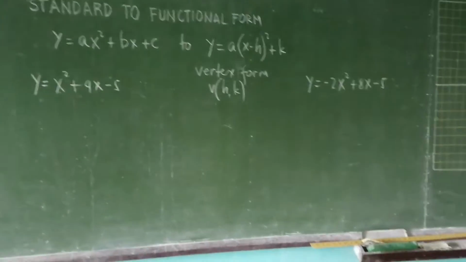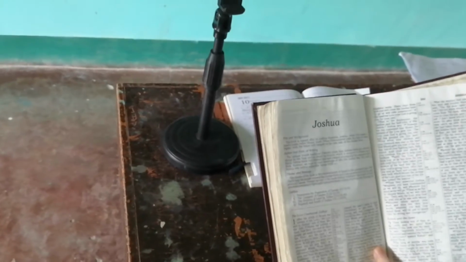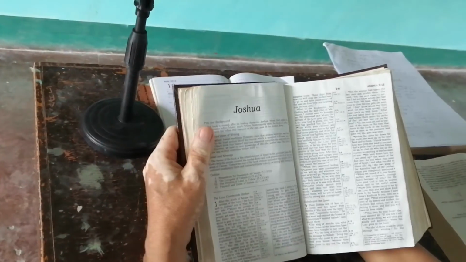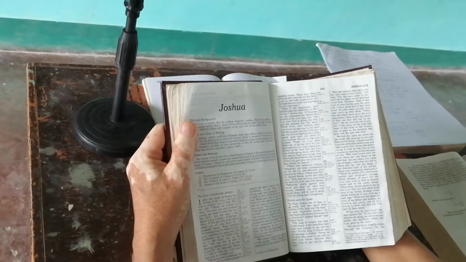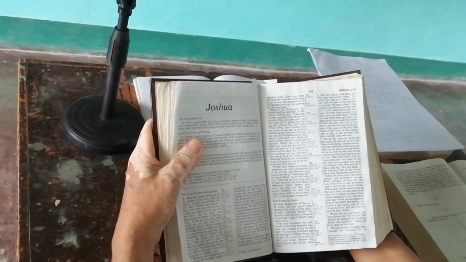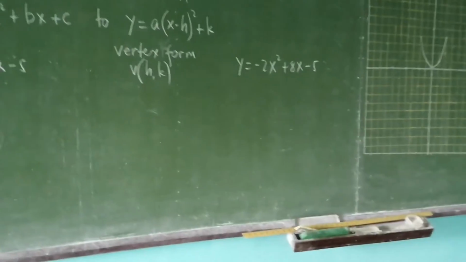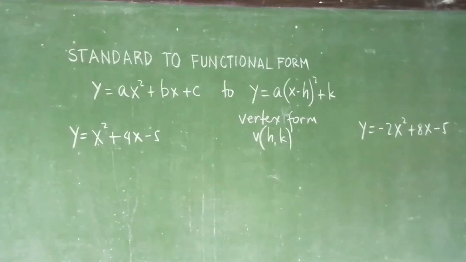But before that, I would like to have Joshua 1:9, and it says here, "Have I not commanded you? Be strong and courageous. Do not be terrified. Do not be discouraged, for the Lord your God will be with you wherever you go." God bless. So we are going to show that on the board.